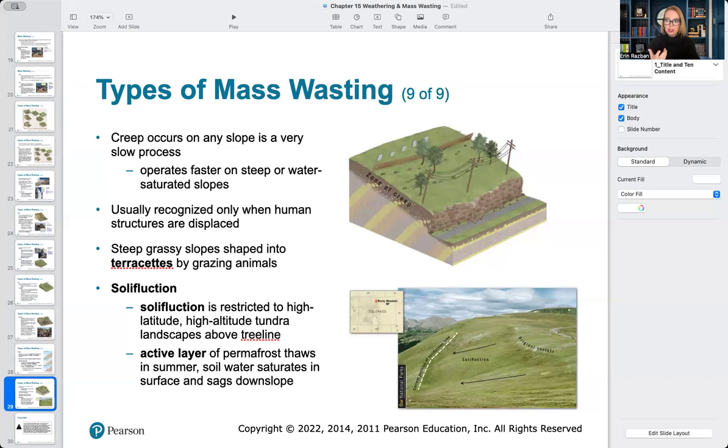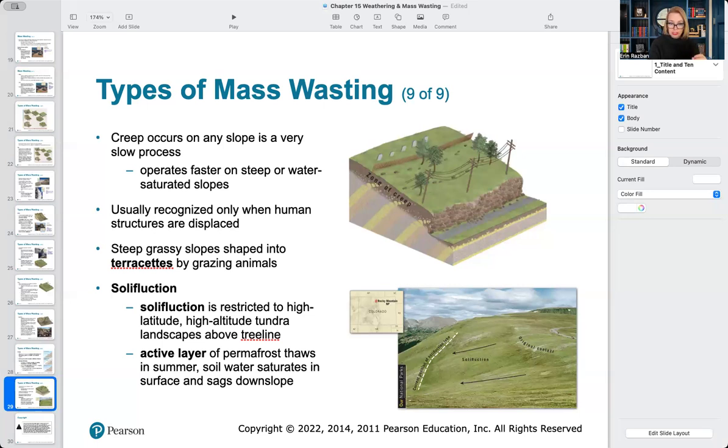okay? Another evidence of creep are cracked foundations and retaining walls. Also, bent tree trunks. They will curve at the base and then grow straight upward. Roads and railways that require frequent realignment are a result of creep. On steep grassy slopes, creep can produce a complicated terracing effect called terracettes, and they resemble a network of little faint trails. And these features are often accentuated by grazing animals.